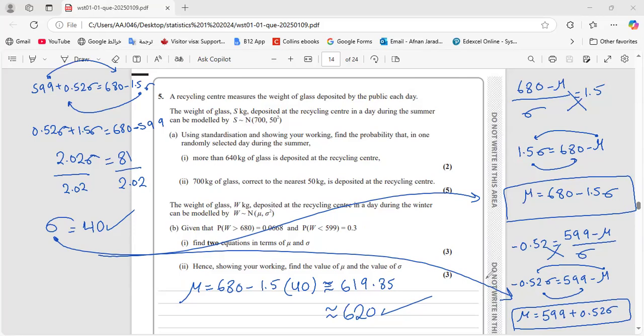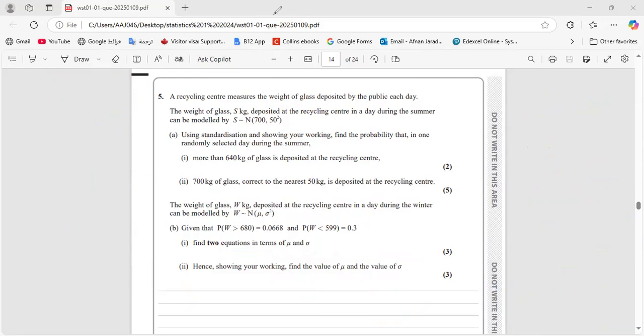Okay, so from question number 5, going to question number 6.